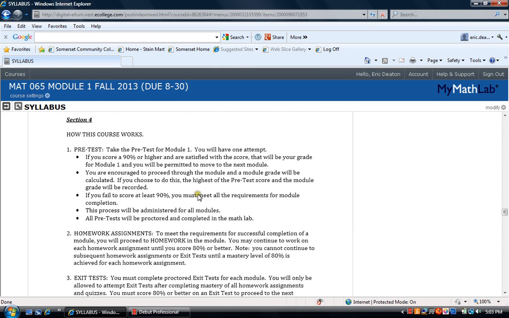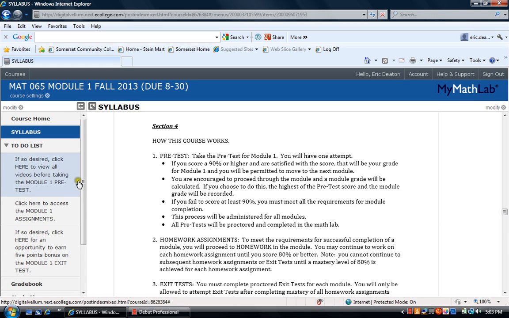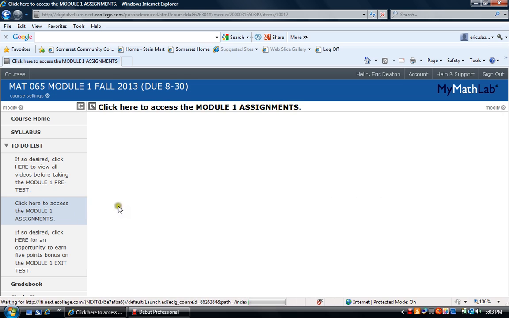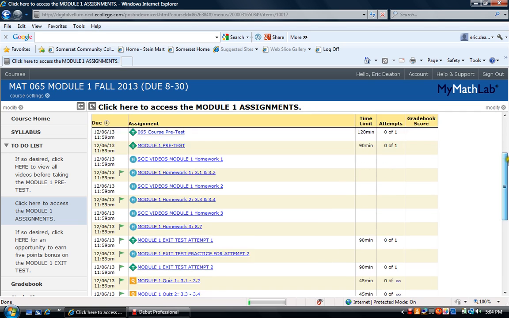Here's how a typical module works. Let me show you how these look. So let's go to the to-do list. That's where you always want to start. First thing, for the 065 Module 1 or the 085 Module 1, I'm going to click on the Module 1 Assignments link or tab, and you're going to see the assignments pop up.